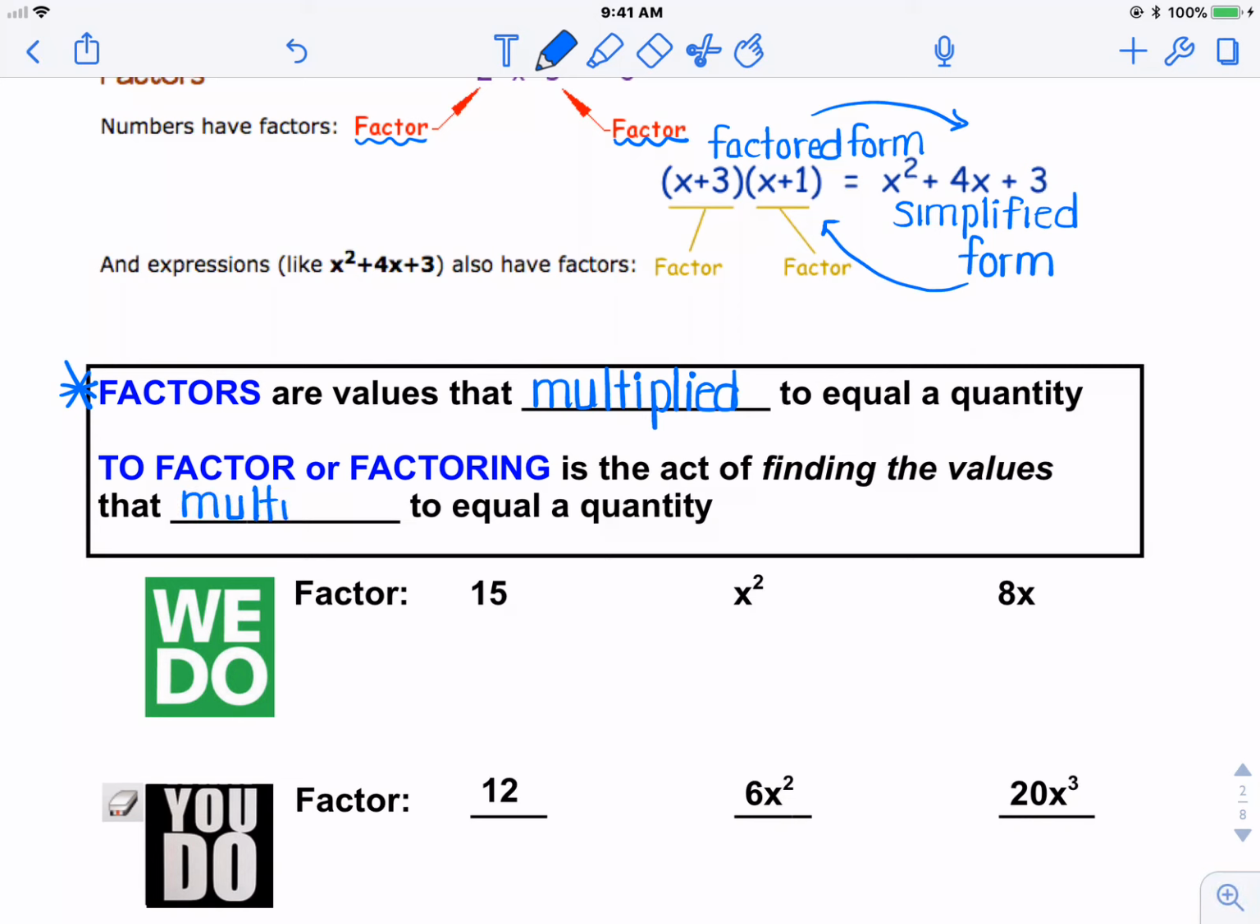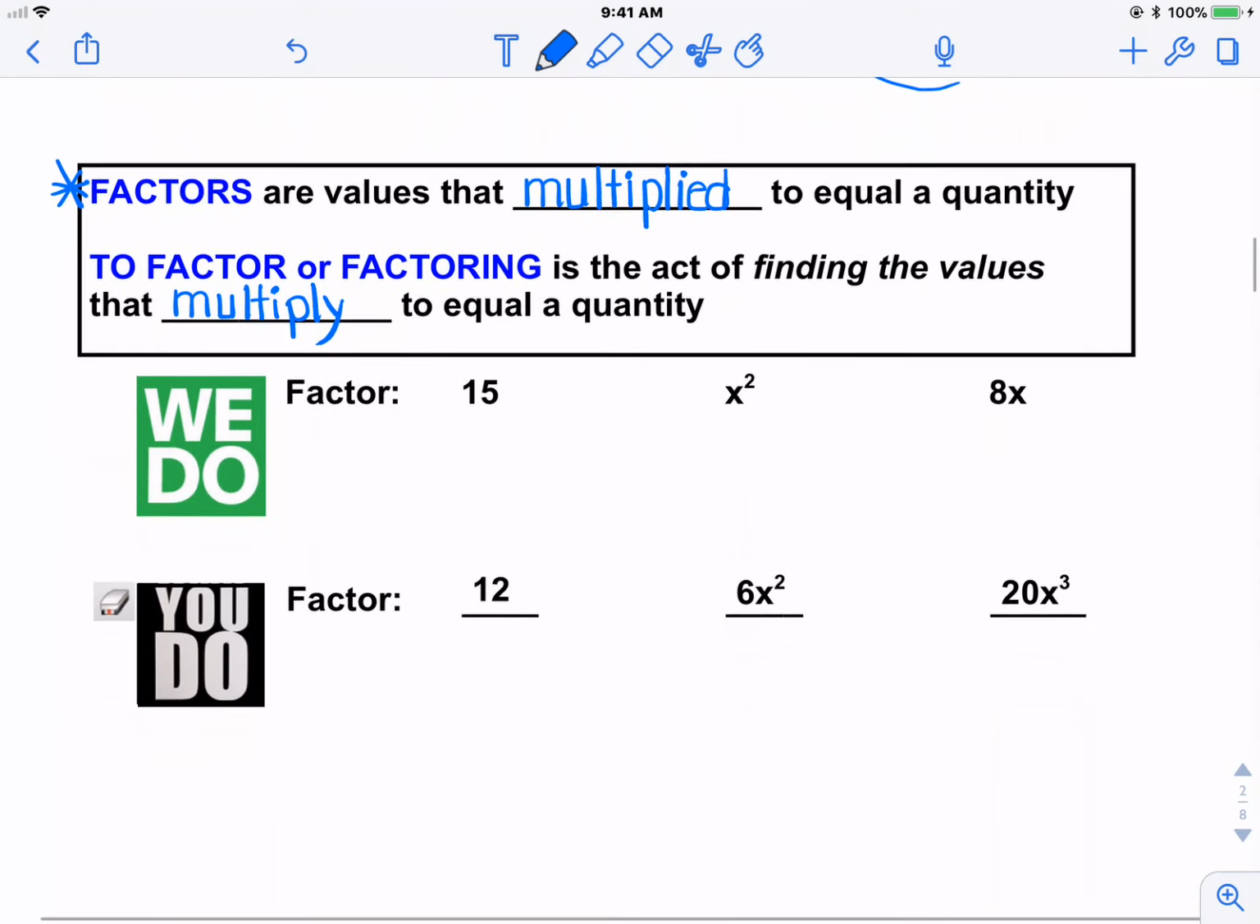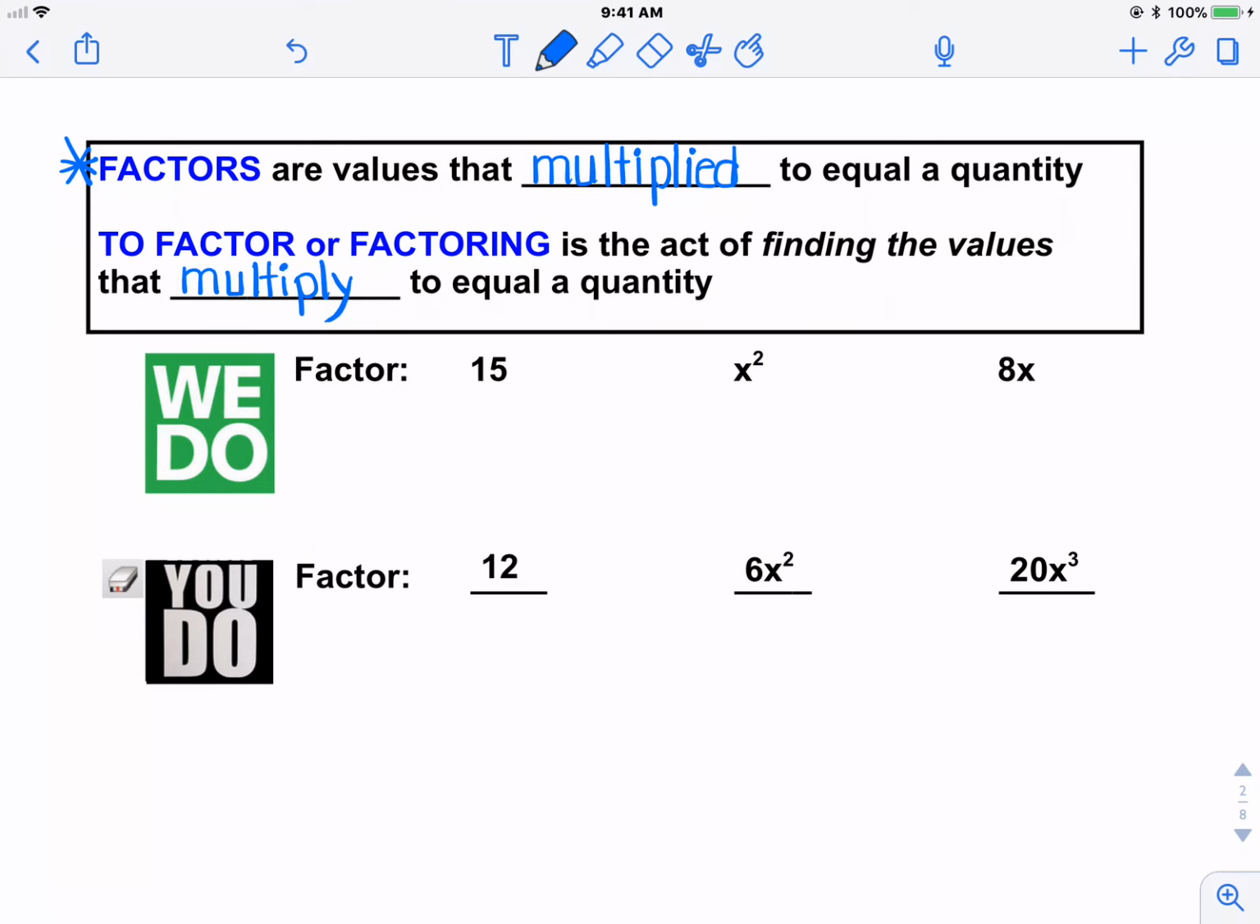So we're going to start with some basic ones, and we'll put them under the we do. If our expression is 15 and we would like to factor that, we would like to come up with things that multiply back together to be 15. So we could say that 15 is, and some factors that we could have, 3 times 5. So there are factors of 15 that are 3 and 5. We could also say that the factors of 15 are 1 and 15.